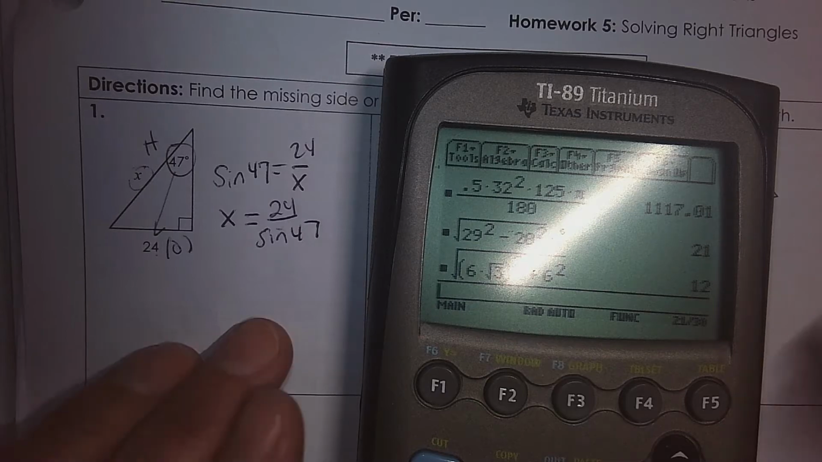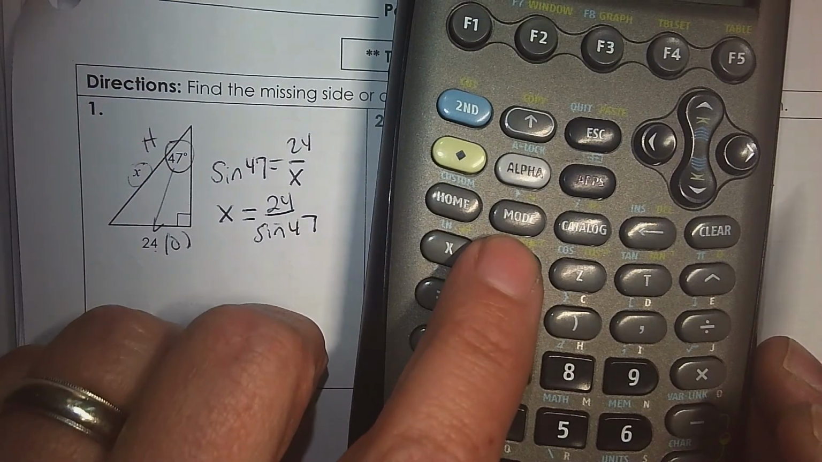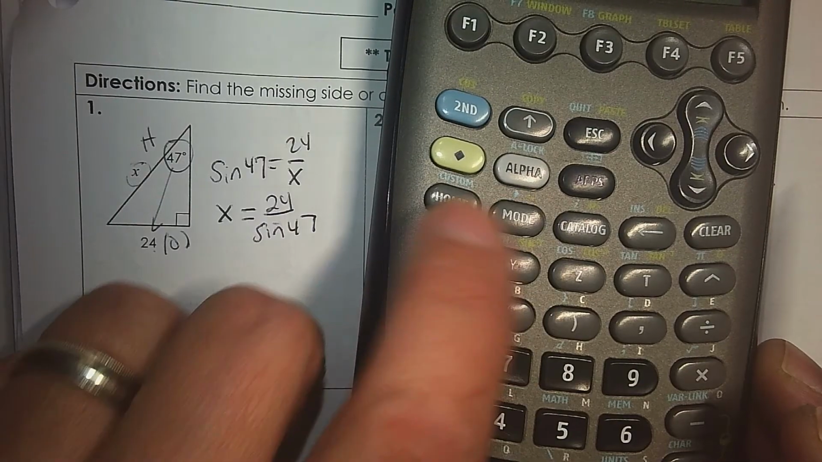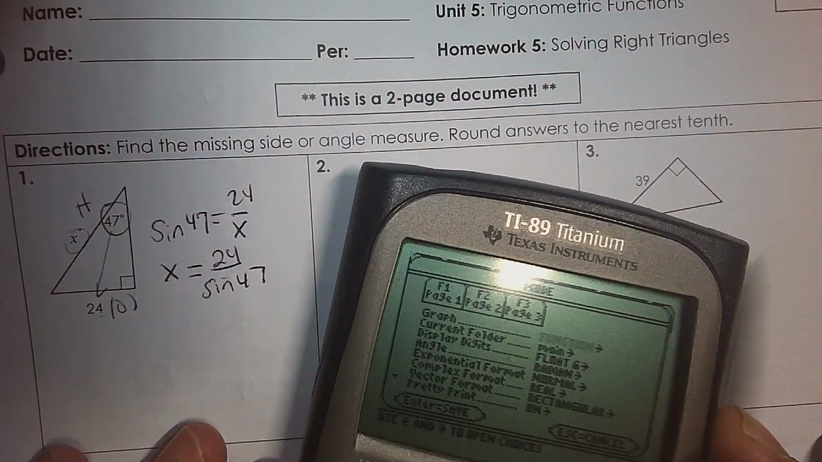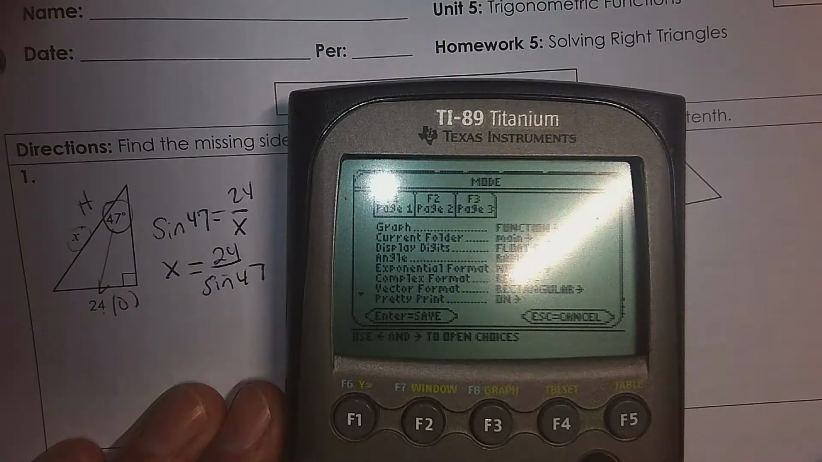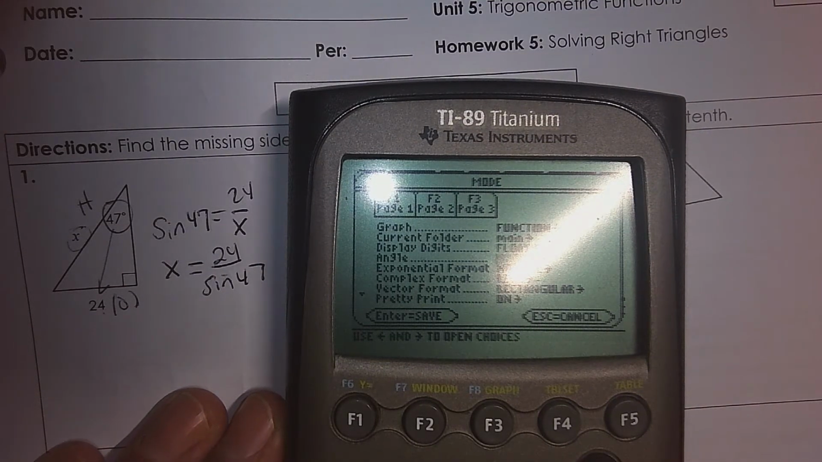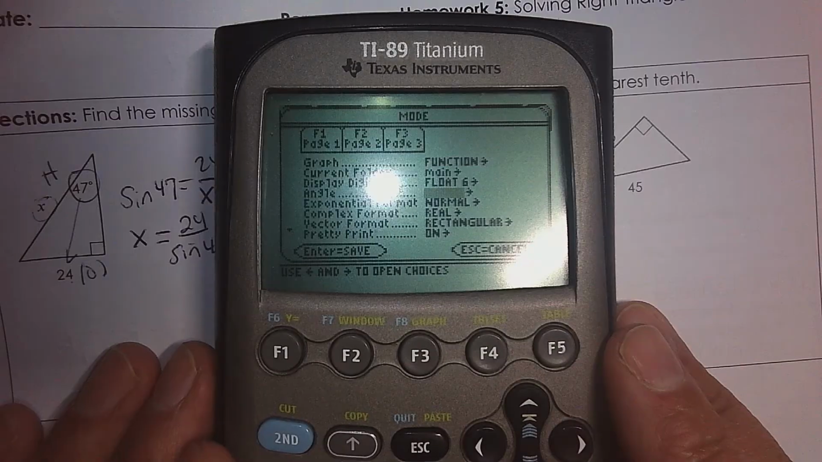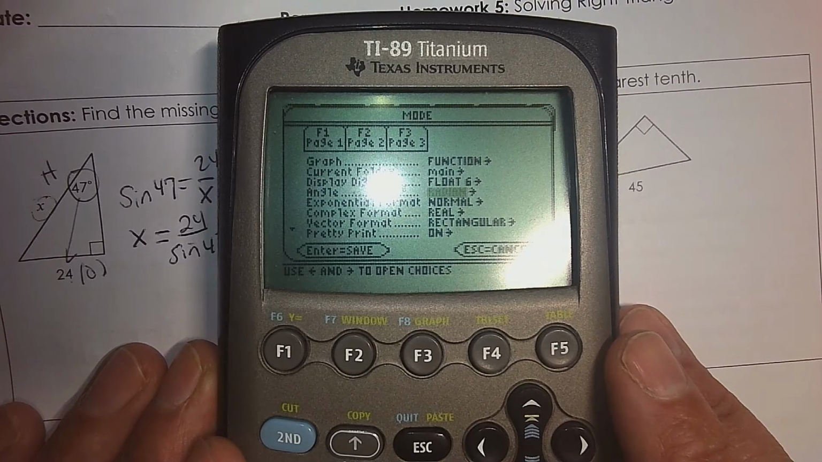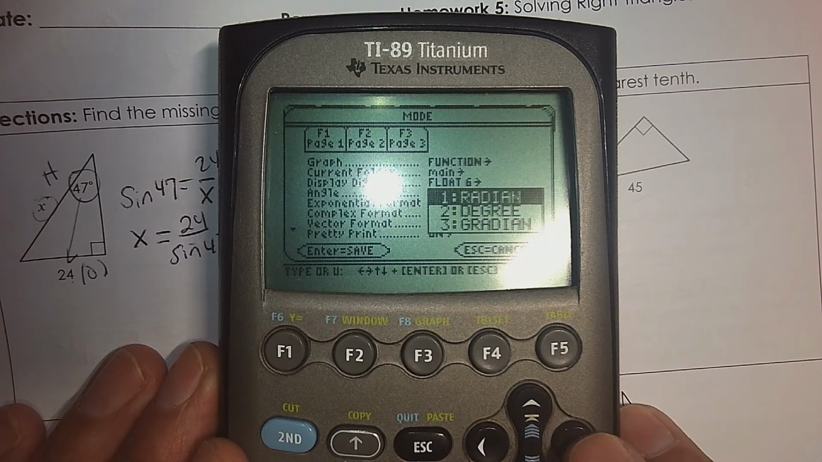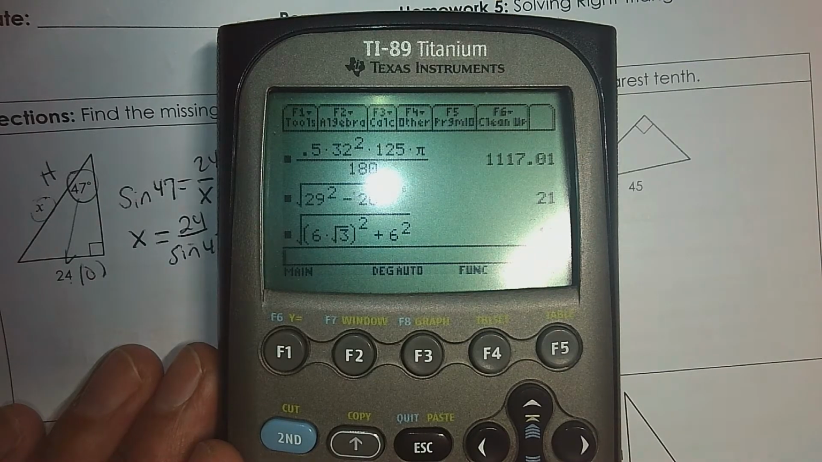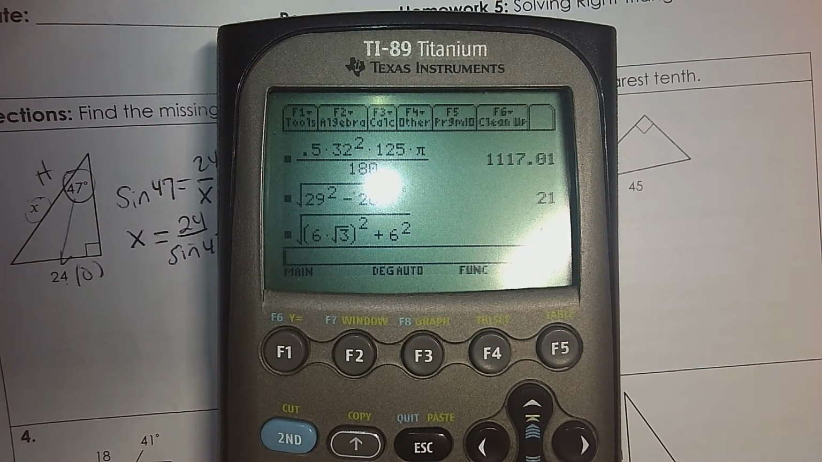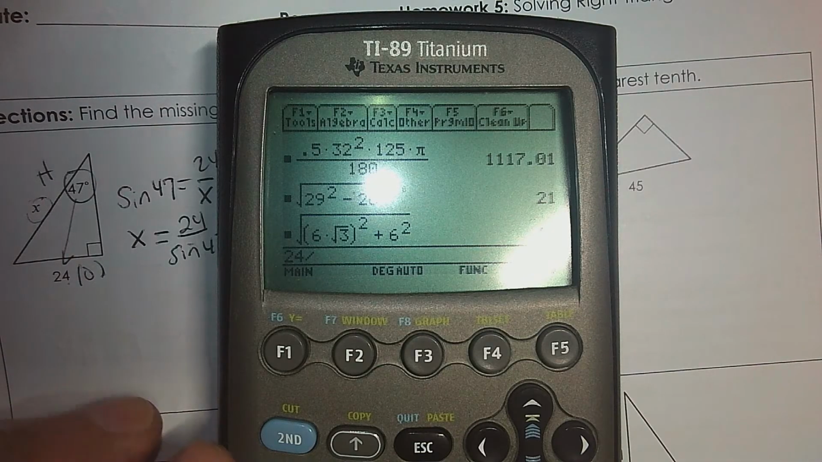So how do I change that? Underneath alpha is a mode button. Press the mode button, and then what you'll see is an option to change it from radians to degrees. So you go down to radian. See how it's blinking? Radian. Push to the right, and then go degree and press enter, and twice press enter, and now at the bottom it says DEG, and now you could type in 24 divided by sine.